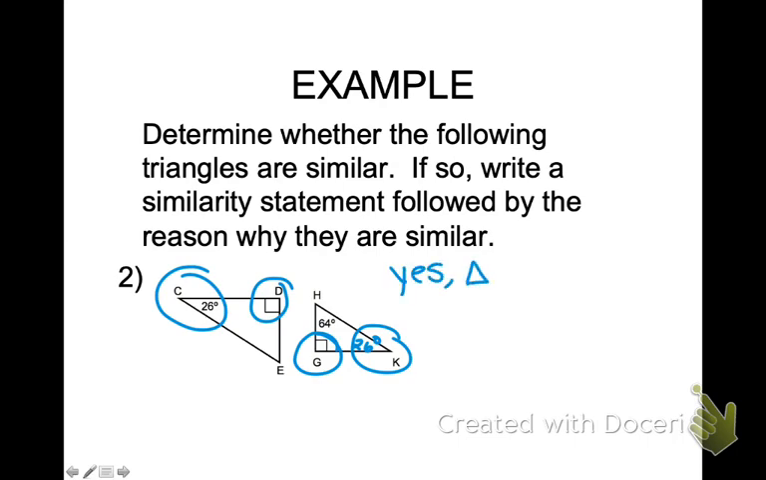So triangle, let's go CDE would be similar to triangle C matches up with K, D matches up with G, which means E would match up with H by angle, angle, similarity.